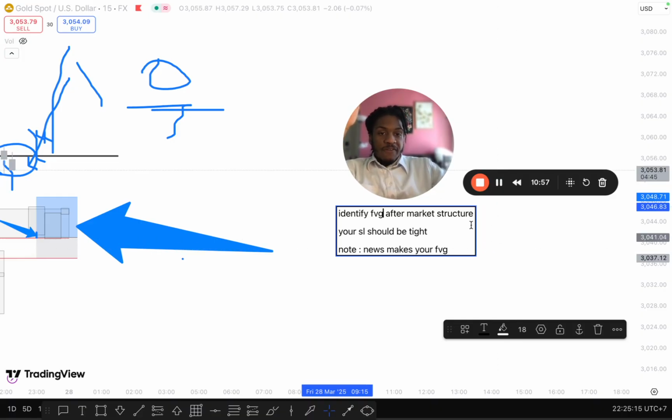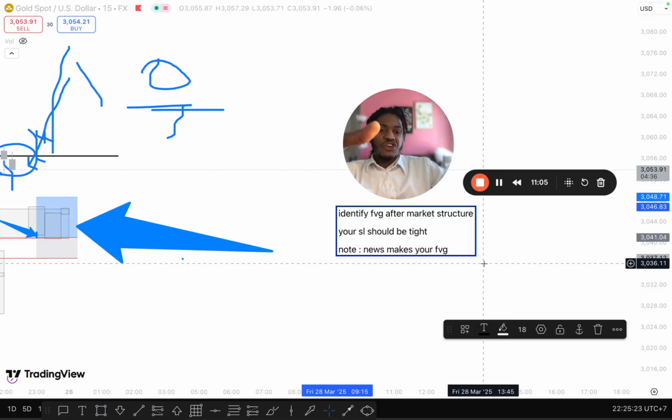Identify FVG after market structure. First tip. Second tip, your stop loss should be tight. And then the third tip is a note, which I want you to screenshot. News makes your FVG, guys. That's all I have to say.